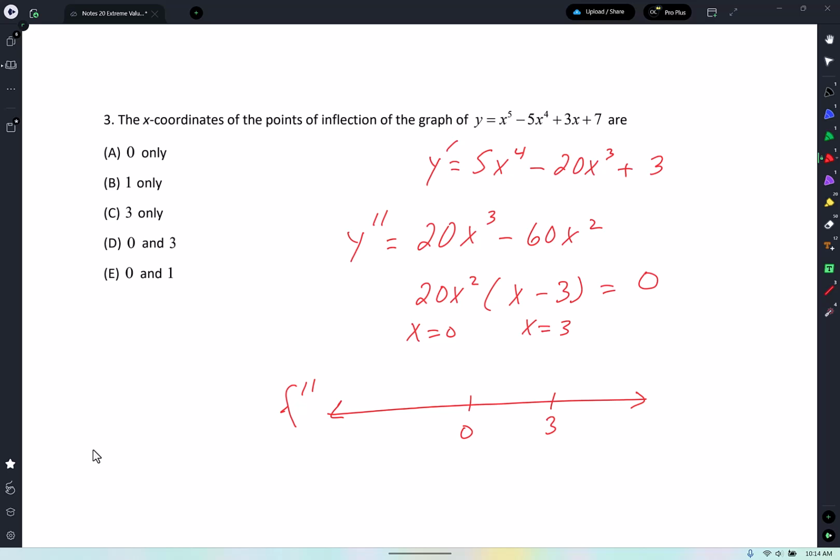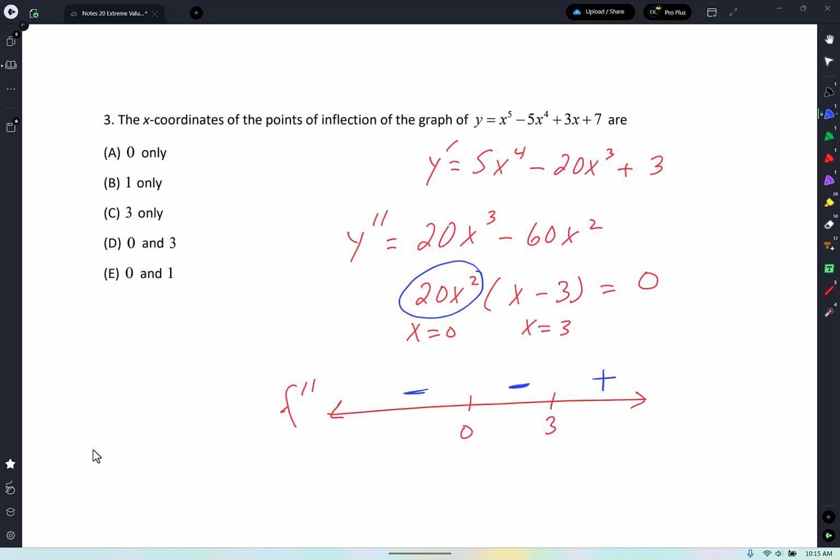Work smarter, not harder. Do I have to worry about the 20x squared? Why? Because it's always positive. So you don't even have to worry about it. So pick a number to the left of 0, like -1, -2, negative whatever. Just look at the x minus 3. -1 minus 3. Is that a negative or a positive? Negative. Pick a number between 0 and 3. 1. 1 minus 3. Positive or negative? Negative. Pick a number bigger than 3. 4. 4 minus 3. Positive or negative? Positive.